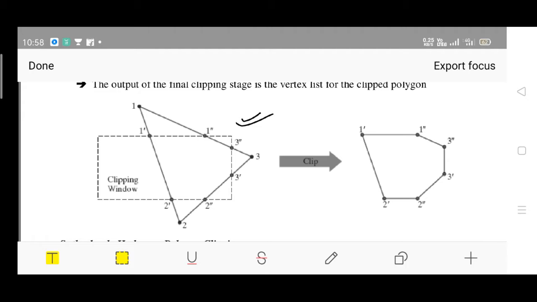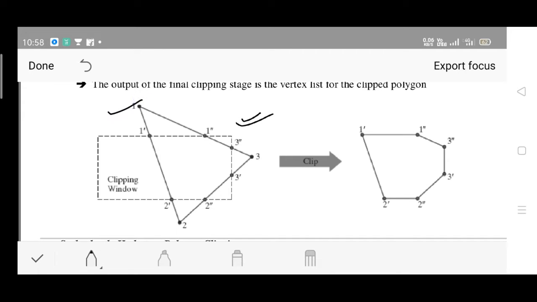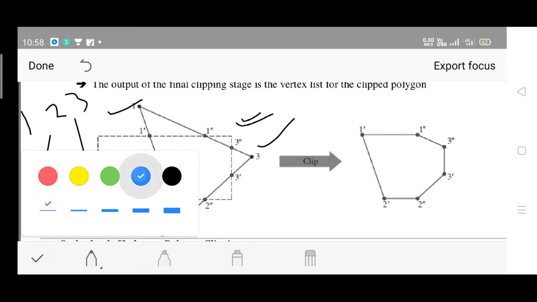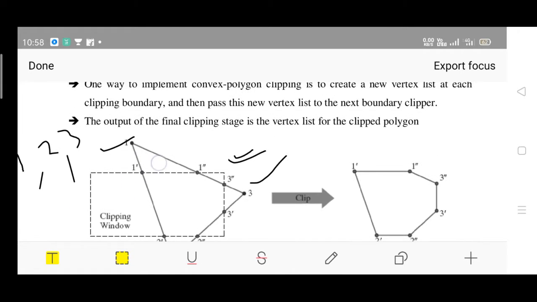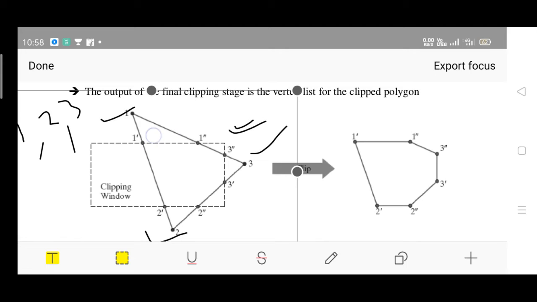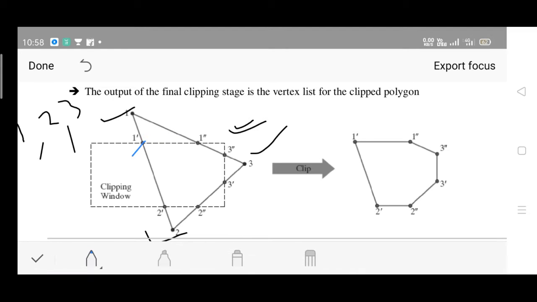Check the point numbers, 1 to 2. A triangle and a clipping window are defined. The endpoints of the triangle are 1, 2 and 3. Check here, 1, 2 as well as 3 are the endpoints of the triangle. Now the triangle crosses at location 1 dash, the top portion of the polygon.